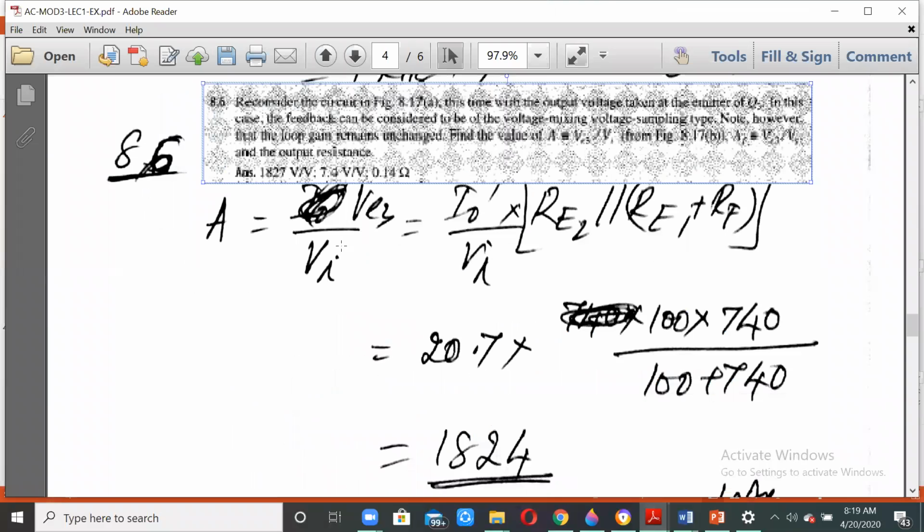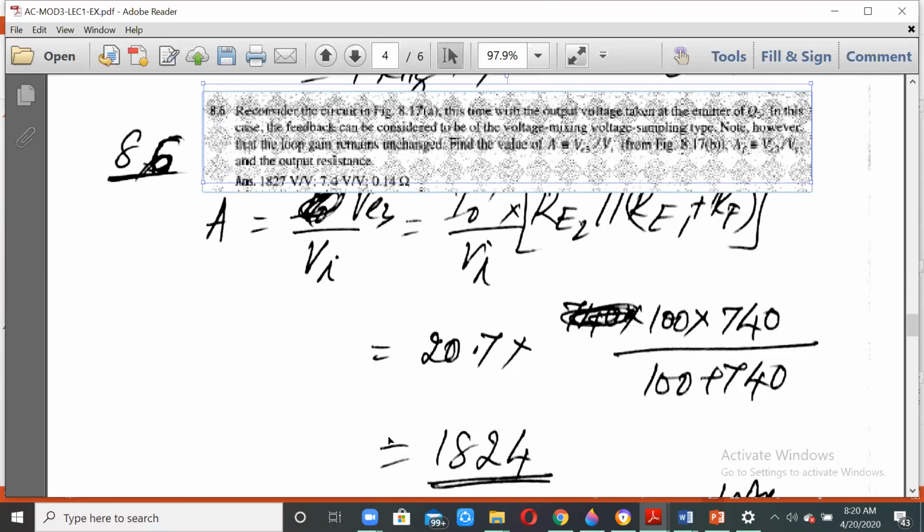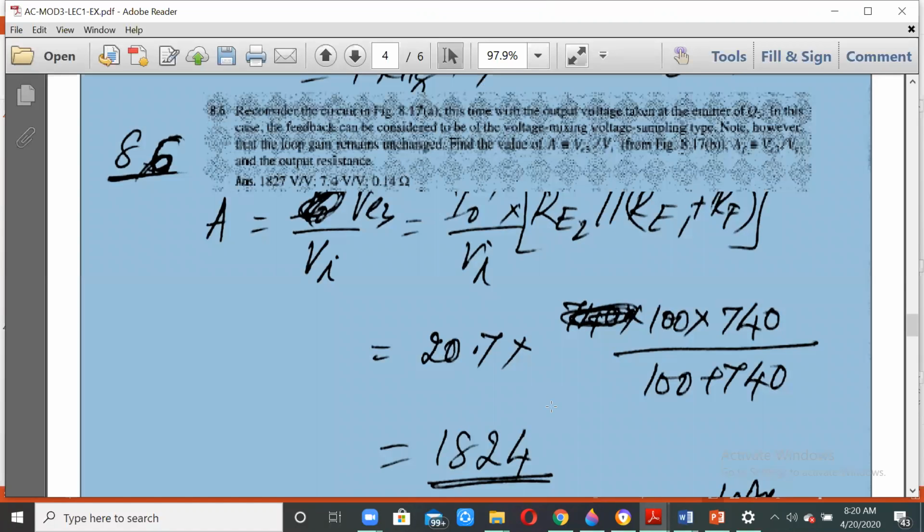So VE3 by VI is equal to I0 dash by VI multiplied by RE2 in parallel with RE1 plus RF. And that is 20.7 multiplied by 100 into this is 100, this is 100, this is 640, and therefore this total is 740. 100 into 740 or 100, that will give 1824. That will give us the value 1824 as the value of this.